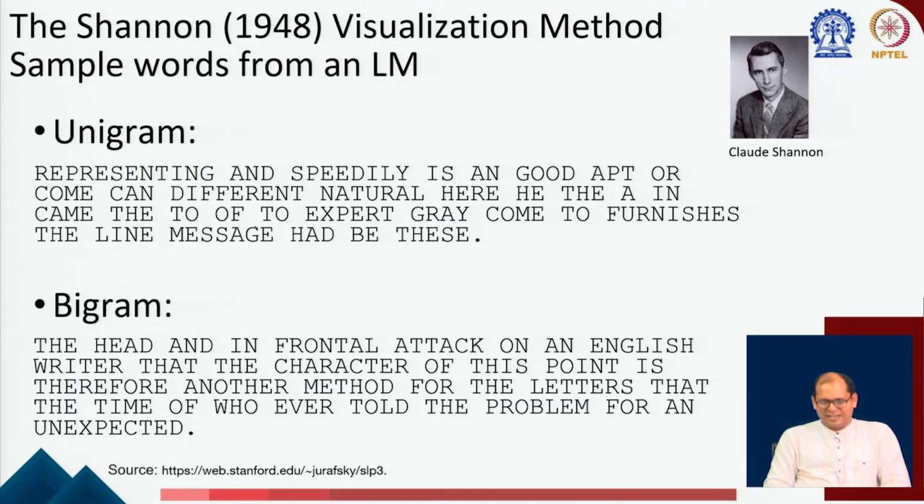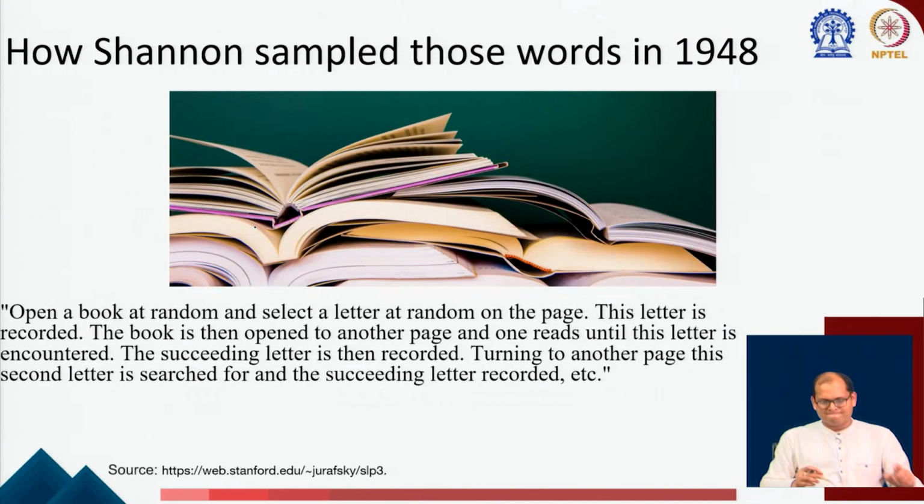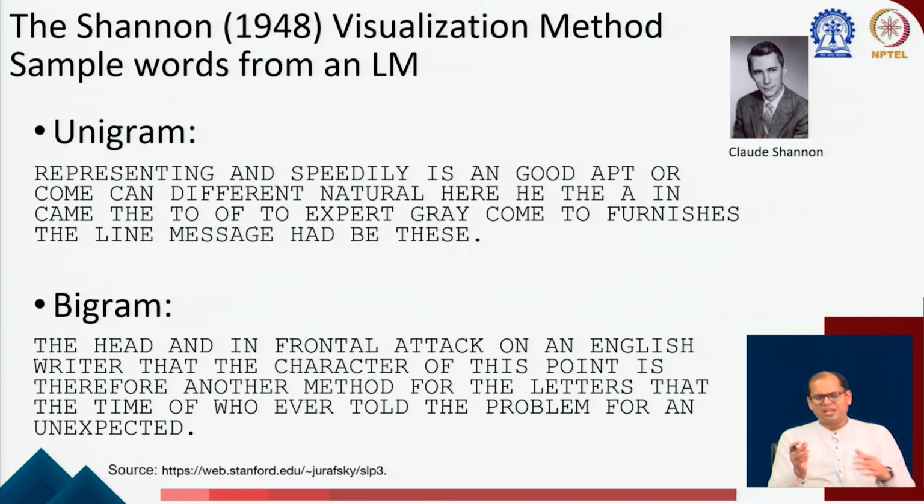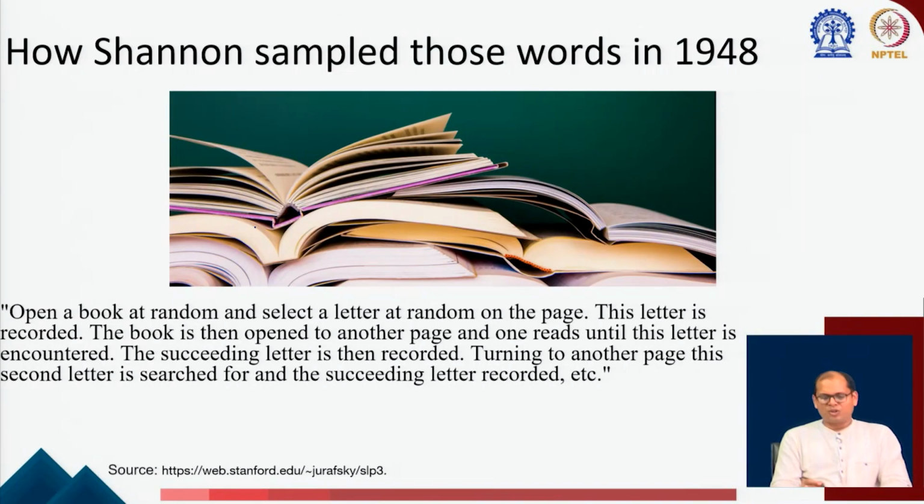How did he get this unigram, bigrams, and all? So what he did was this. He took a book, and you randomly... So see, unigram is easy. You can just keep one word and next word. But how do you do that? So we will explain it for bigram. So what you do for bigram? So first of all, bigram means probability of the next word given the previous word, right? So you randomly open the book anywhere and select a word at random on the page.